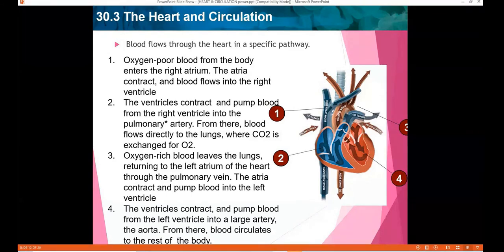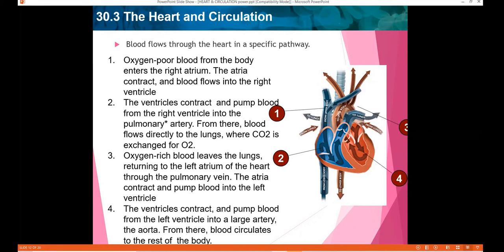So number 3. Now this oxygen-rich blood from the lungs returns to the heart through the pulmonary vein. And where does it enter? It enters the left atrium, which is this part now. This is the left atrium. Again, this pulmonary vein is the only vein which carries oxygen-rich blood. Why? Because all the other veins in the body carry oxygen-poor blood, with the exception of the pulmonary vein. This pulmonary vein carries oxygen-rich blood from the lungs to the heart again, and it enters the left atrium.